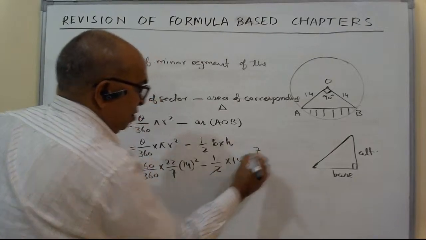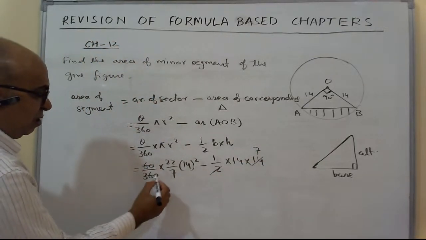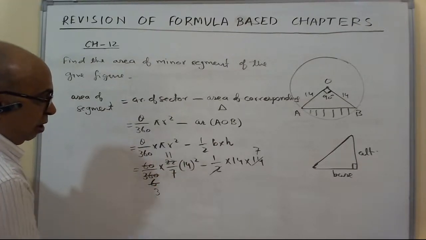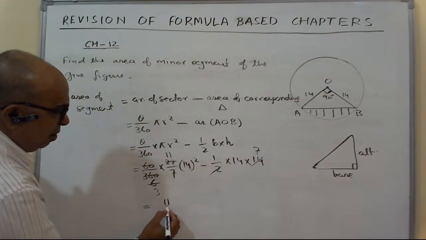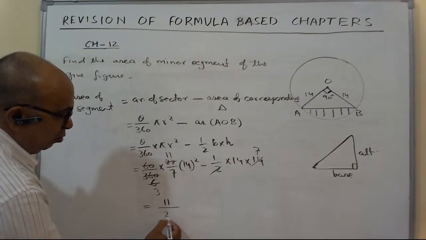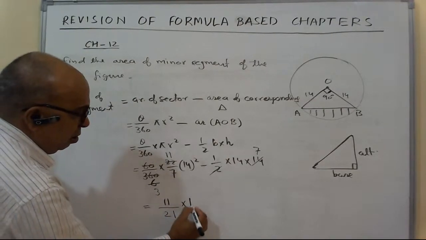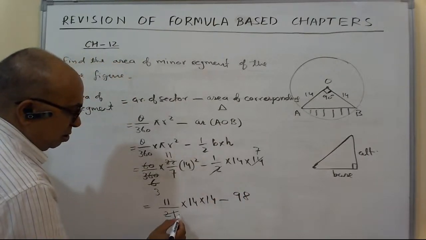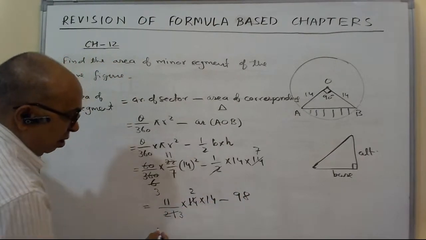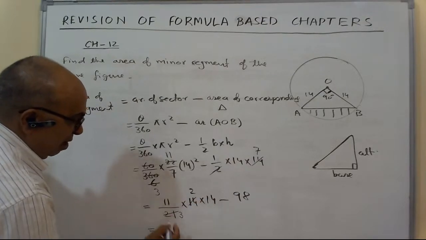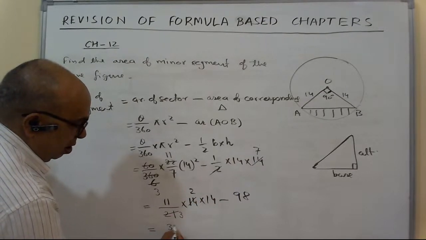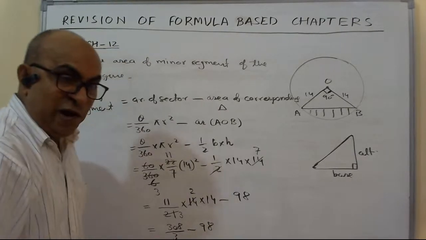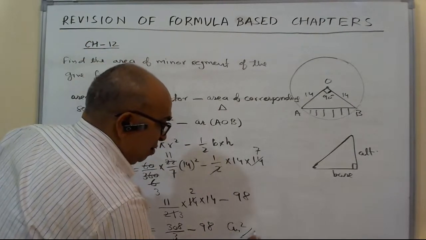2 ones are 2, 7 twos are 14. 60 ones are 60, 6 times... 2 ones are 2, 3 sixes... And then it is 11 by 21. 7 threes are 21. 14 into 14 minus 98. 7 threes are 21, 7 twos are 14. So if you multiply them, 308 by 3 minus 98, just simplify, you will get the answer in centimeter square.